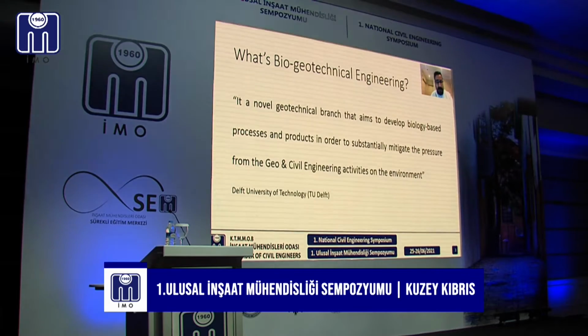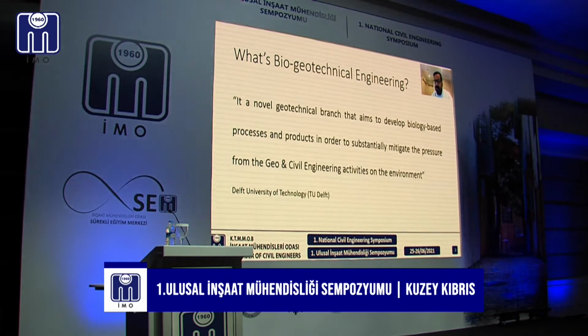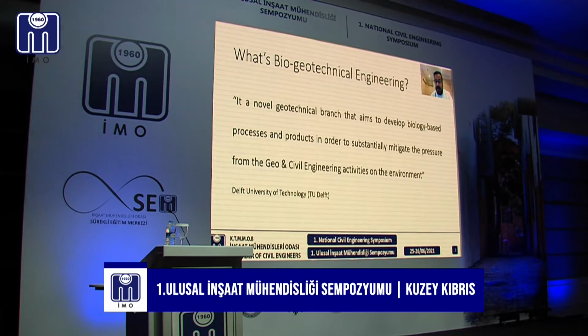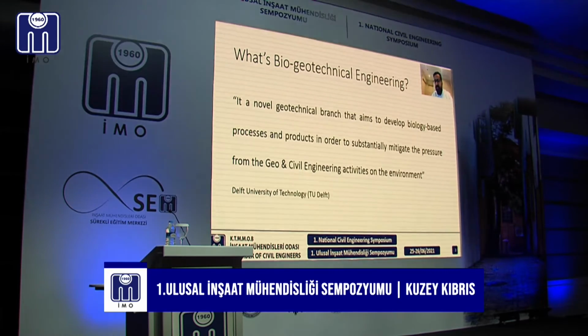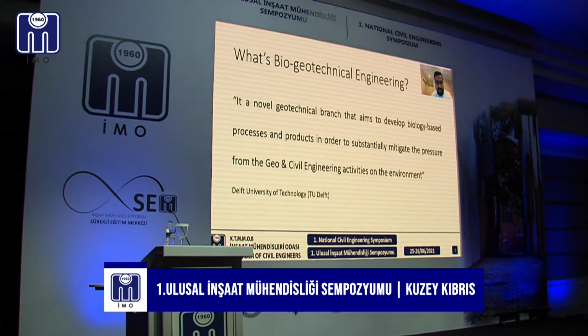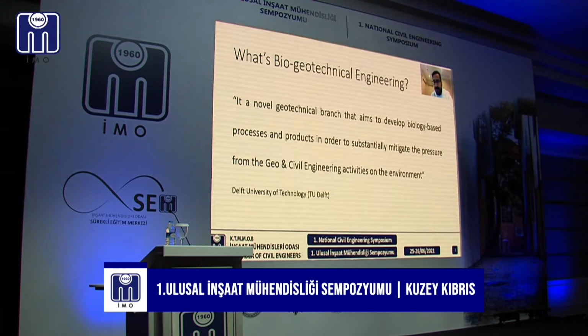In general, what is biogeotechnical engineering? It is a novel geotechnical branch that aims to develop or introduce bio-based processes and products in order to find more sustainable and eco-friendly methods to mitigate the impact of civil engineering activities and geotechnical engineering activities on the environment. That's according to Harvard University.